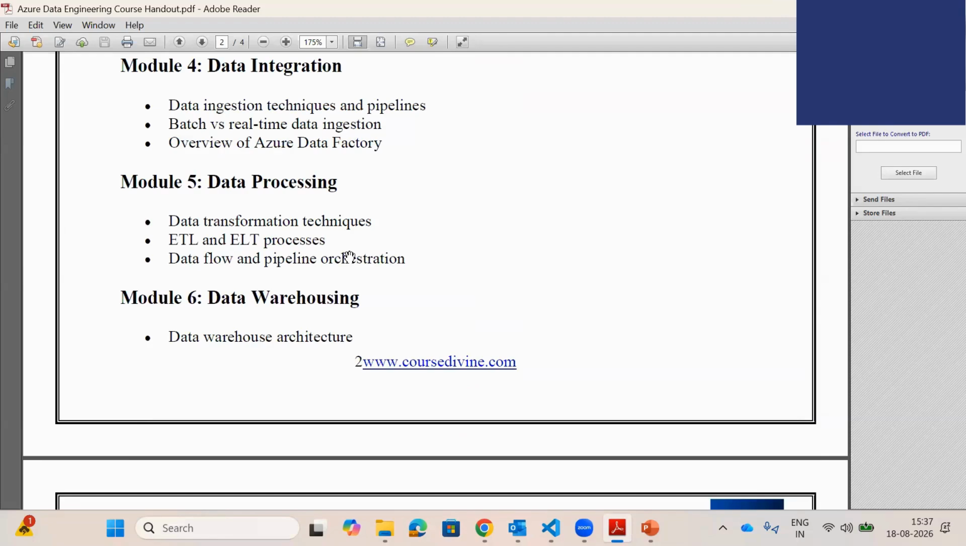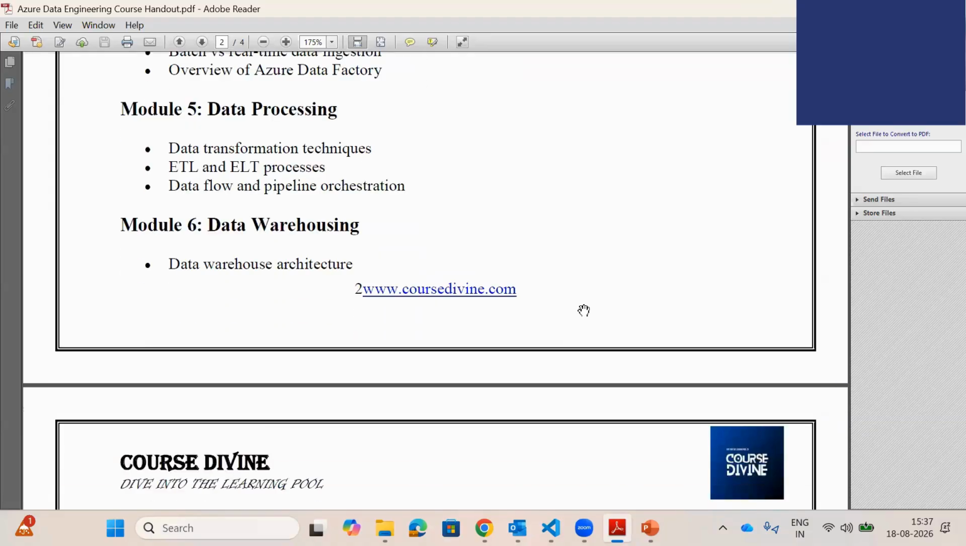Now, data processing over here. Data transformation techniques, ETL, ELT, this is what I was talking about. Data flow and pipeline orchestration. We are going to see how we can do the automation and create the pipelines, so it's not a one-time process but every day, real-time process. How these things generally work, we'll see and understand. Again, there are certain concepts in ETL that we will see in detail over here.